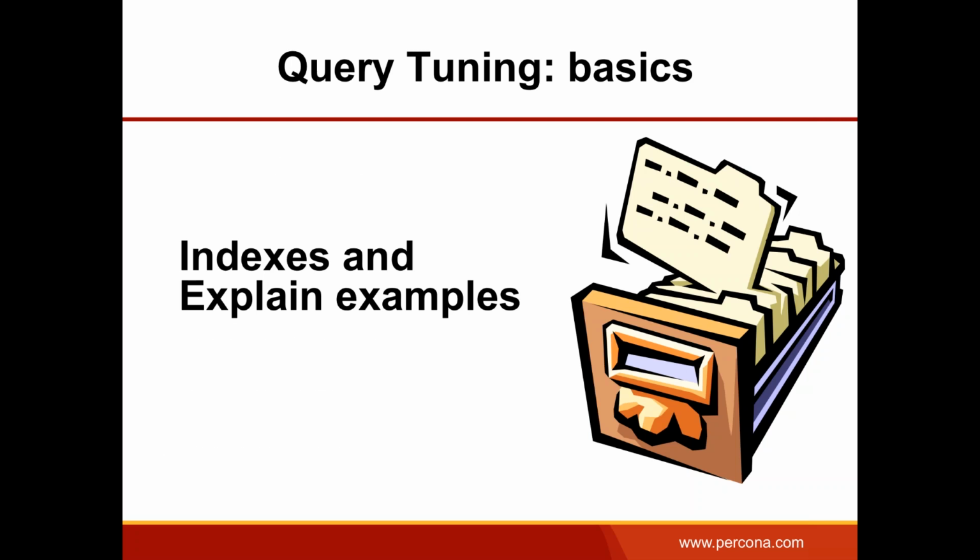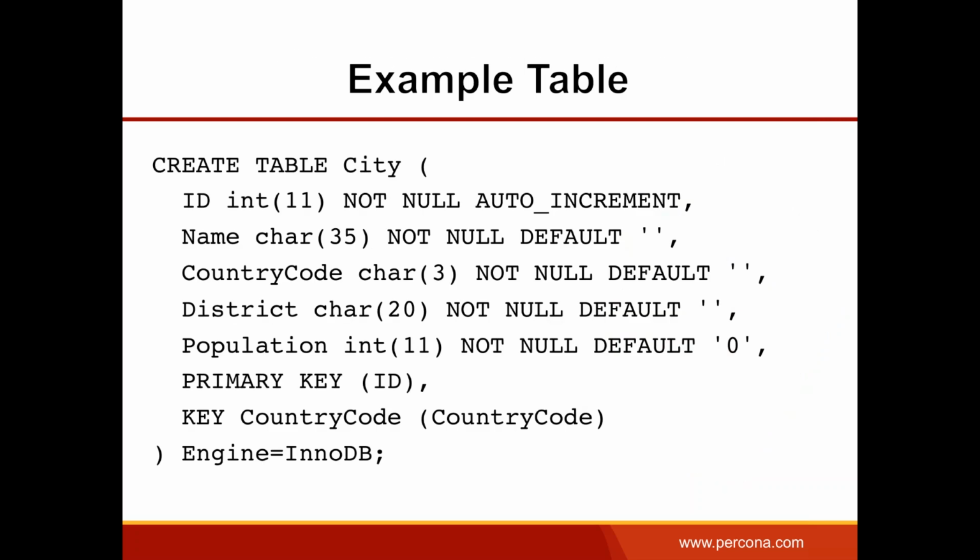So let's start. To start with, I use this example table, which is called city. It's a part of the MySQL test database called the World database, and you can download it from the MySQL website. This is the basic table, and it has a primary key in it, and also a secondary key on the country code.